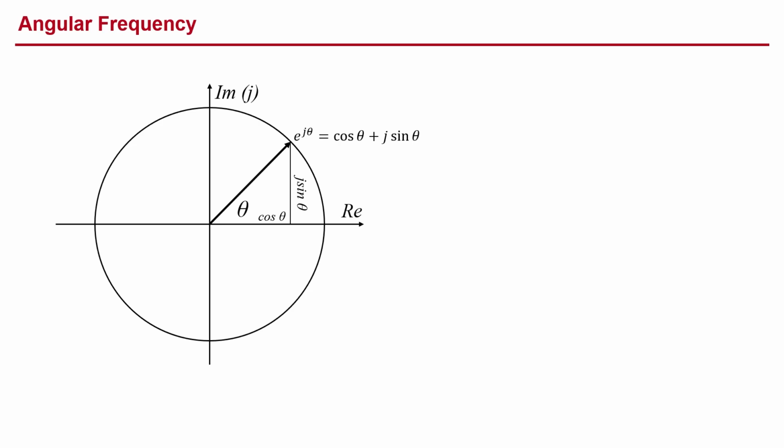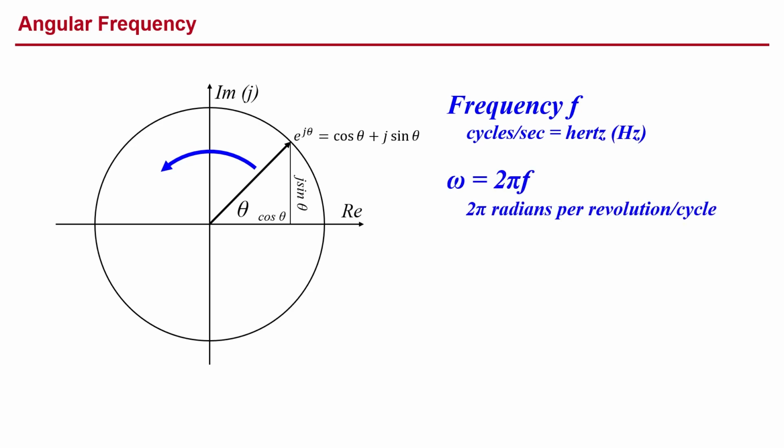Now let's make things even more interesting. Let's rotate our point on the unit circle counterclockwise at some constant rate that we will call the frequency f, typically expressed in cycles per second or hertz. The angular frequency omega equals 2 pi times f because there are 2 pi radians per cycle.